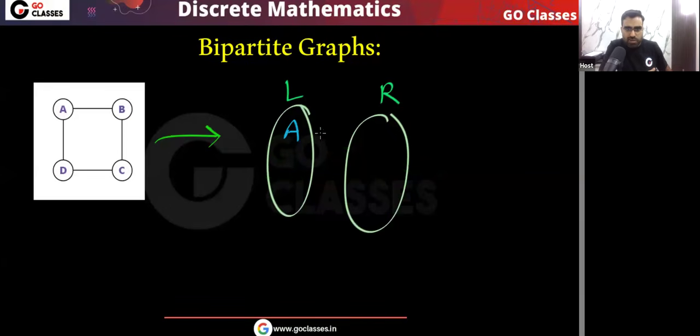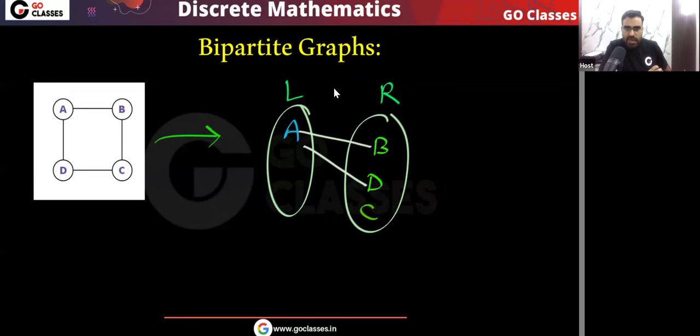So you can see if I put this vertex A here, then definitely this vertex B will be put here, and this vertex D also will be put here, because there is an edge from A to B, and there is an edge between A and D. Now tell me where to put this vertex C. I cannot put C here, because then these two are adjacent, C comma D, they are adjacent.